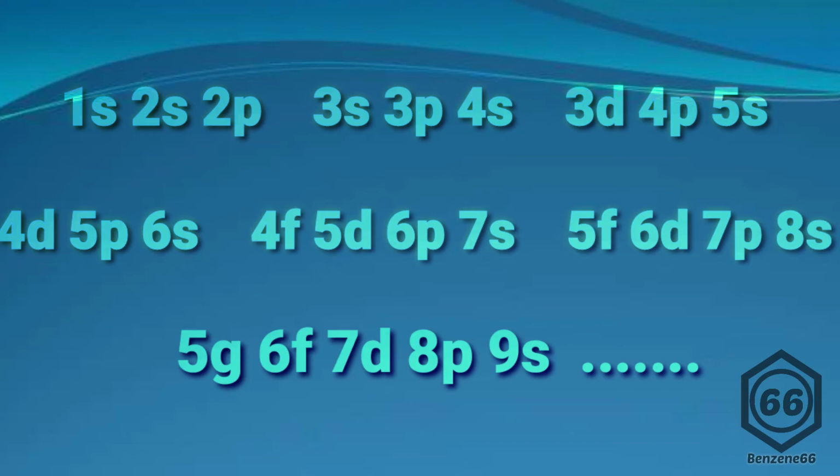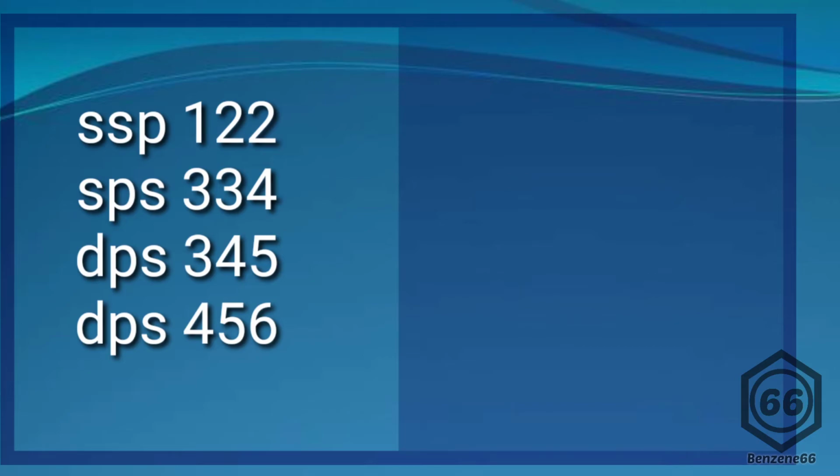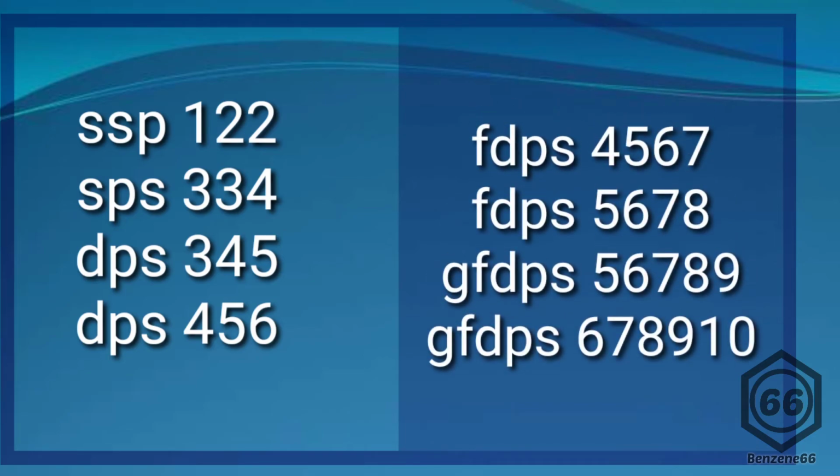You can also see an interesting pattern of numbers in the sets. For SSP, it is 1, 2, 2. For SPS, it is 3, 3, 4. After that, for DPS, it is 3, 4, 5. For the next DPS, it is 4, 5, 6. For FDPS, it is 4, 5, 6, 7. For the next FDPS, it is 5, 6, 7, 8. Then for GFDPS, it is 5, 6, 7, 8, 9. And for the next GFDPS, it is 6, 7, 8, 9, 10.